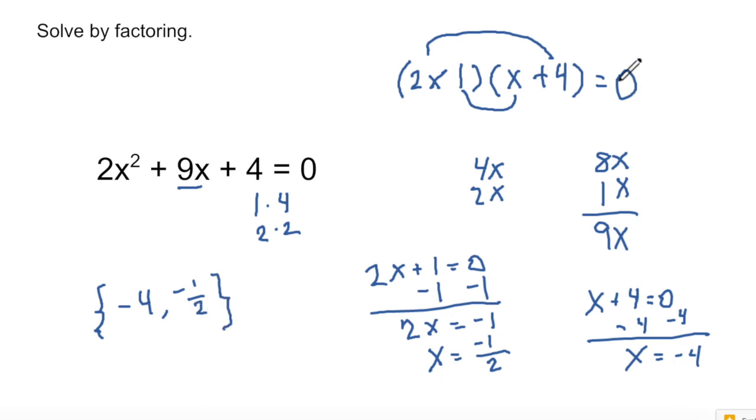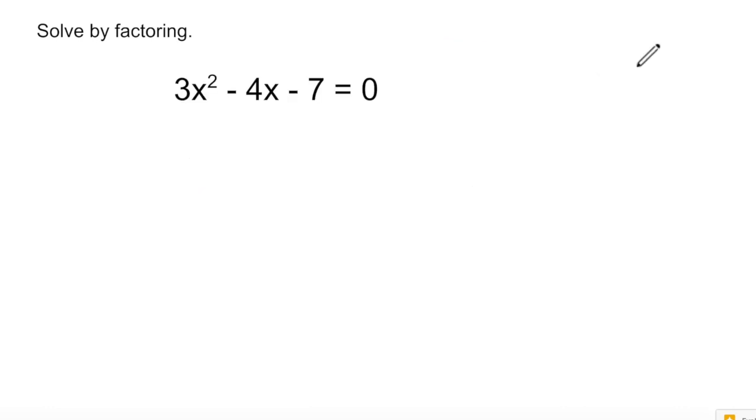Okay, let's do one more problem. So you get the hang of this solve by factoring. Okay, here we have a 3x squared. So a is 3. We have a negative 7 over here and a negative 4. So again, this is getting a little more complicated because we're throwing some negative numbers and we also have an a value. So let's just start where we always start.